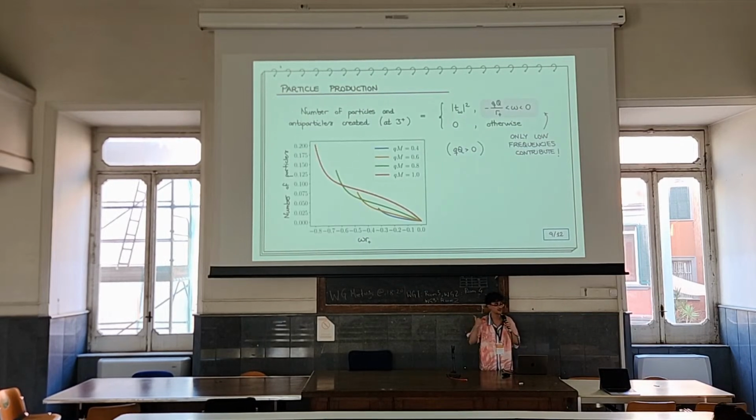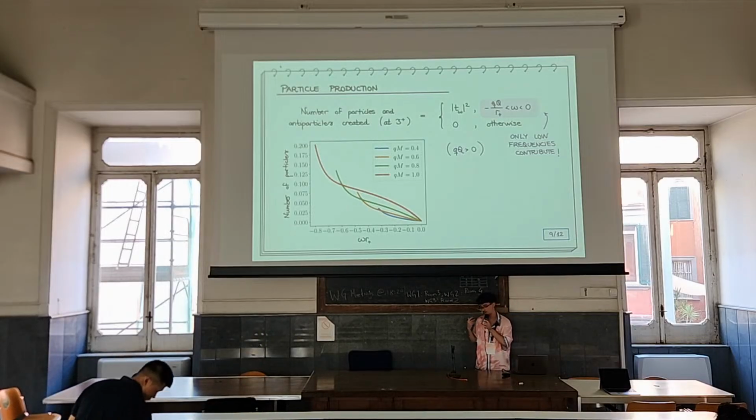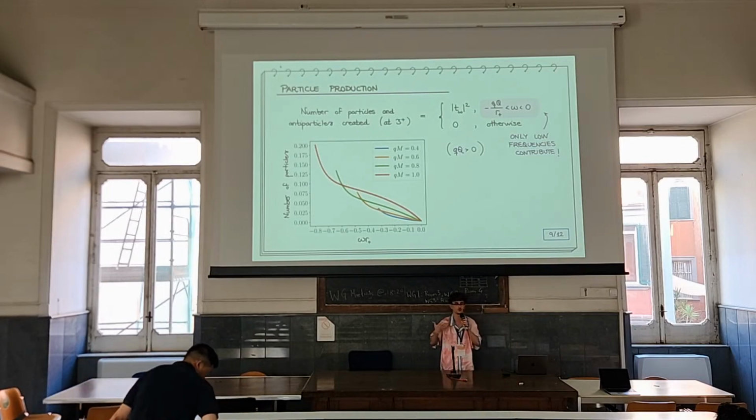We have computed the number of particles and antiparticles created at scri plus in our quantum state, and what we have found is that this number of particles is related to the transmission coefficients.